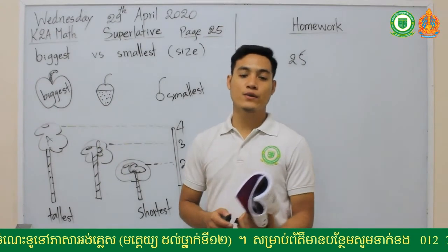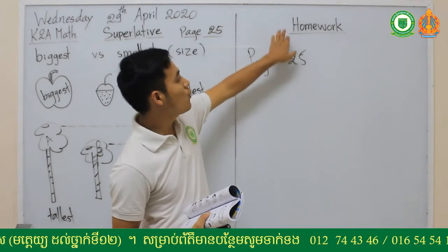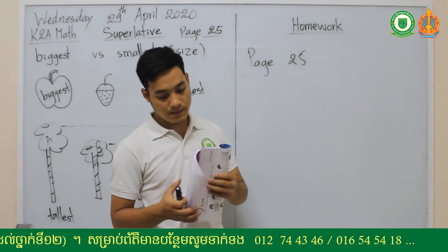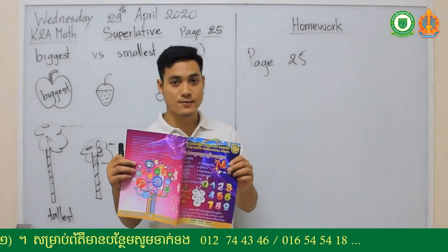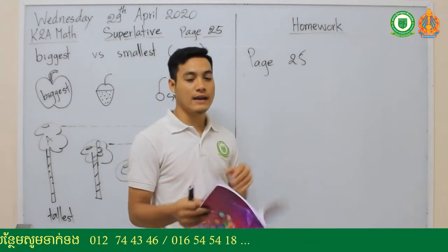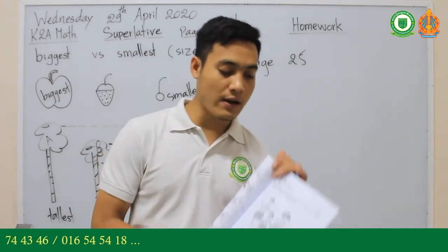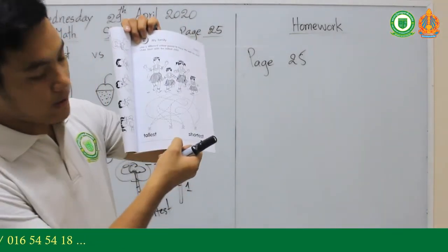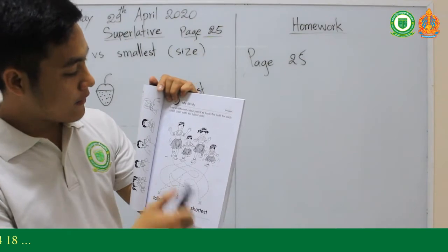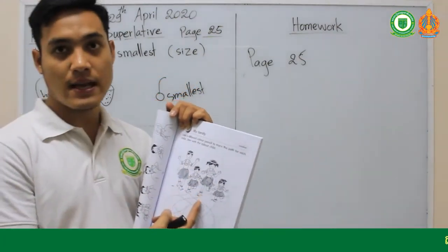Now we're going to do your homework in your textbook. Your homework is in your K2A textbook on page 25. Now I will explain how to do your homework. Your homework right here is on page 25, where we learn about the words tallest and shortest.